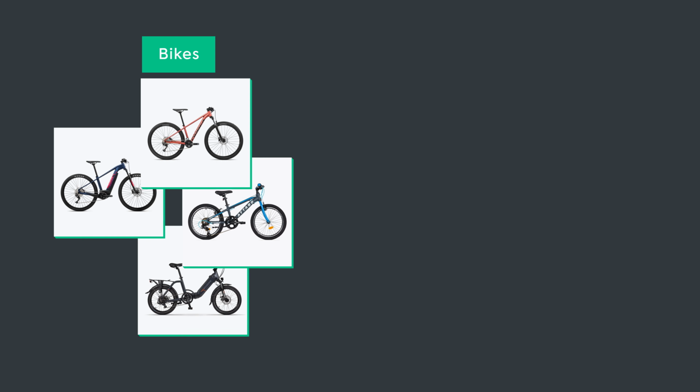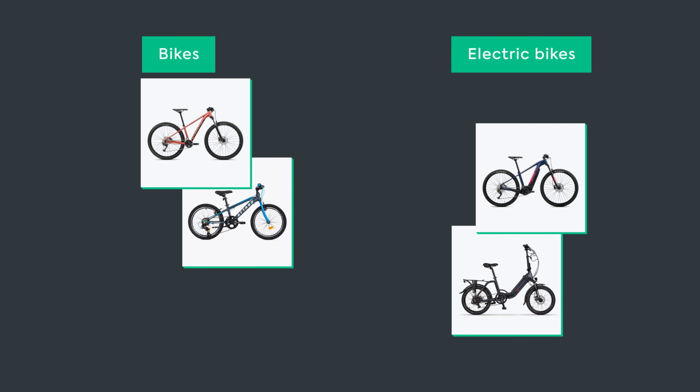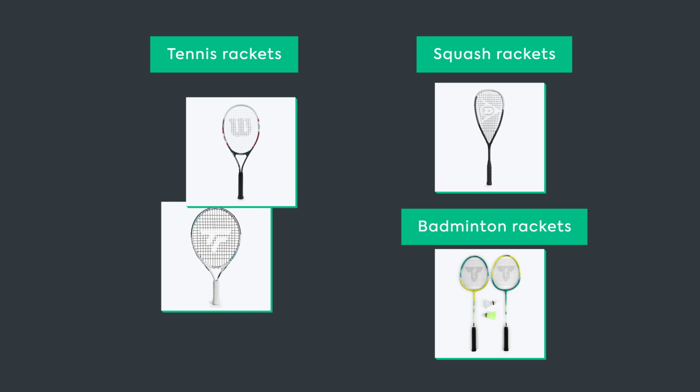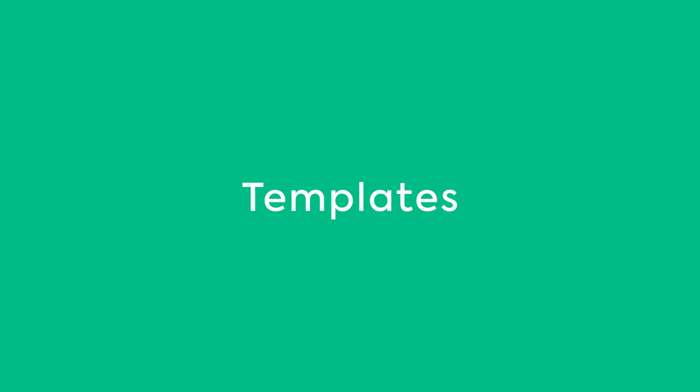For example, in a large general sports store, the product family bicycles should also include electric bikes, while in a highly specialized bike store, electric bikes should probably be treated as a separate product family. In one store, all rackets might be in a single product family, while another store might require separate families for tennis, squash, and badminton rackets.